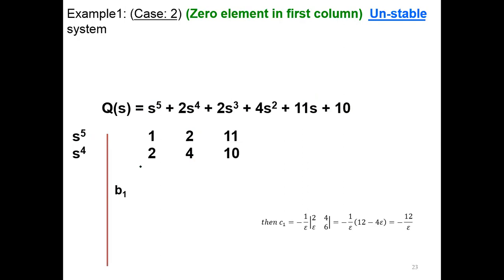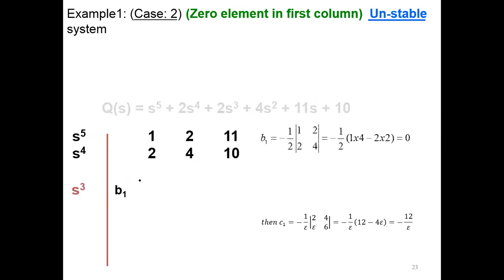B1 will be equal to minus 1 over 2, determinant of 1, 2, 2, 4, and 4 minus 4 will be equal to 0. So B1 is equal to 0.